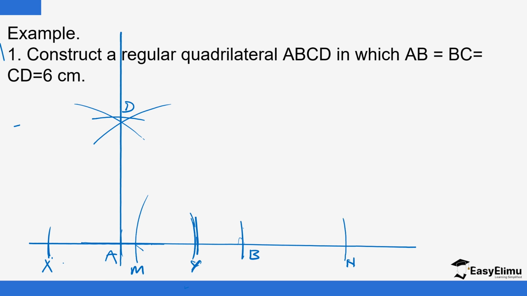Now I adjust my pair of compasses a bit using M as the center and a convenient radius. Make an arc. Shifting the center to N, you make an arc. Now you join B to that point of intersection of the two arcs. See now. And now I'll have to use B as the center and a radius of 6 centimeters. So I have to adjust the radius to 6 centimeters.